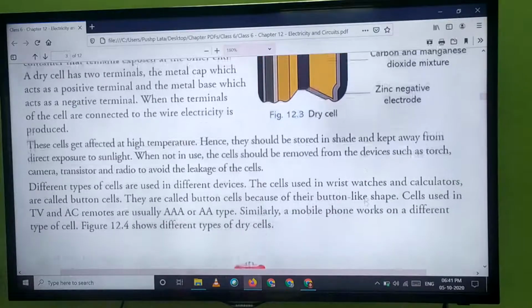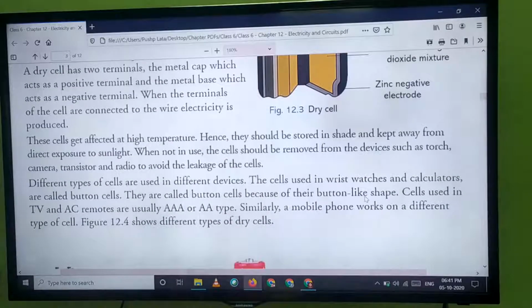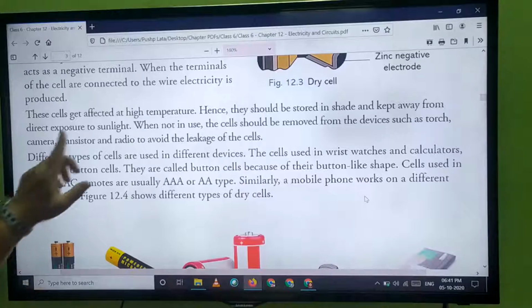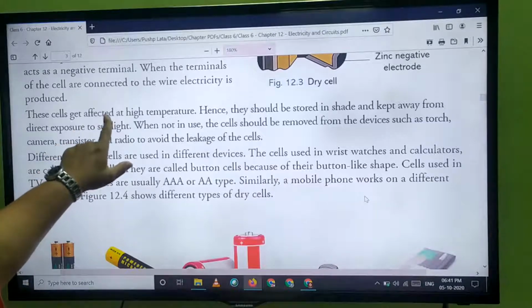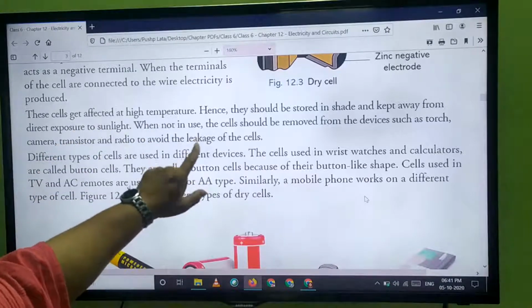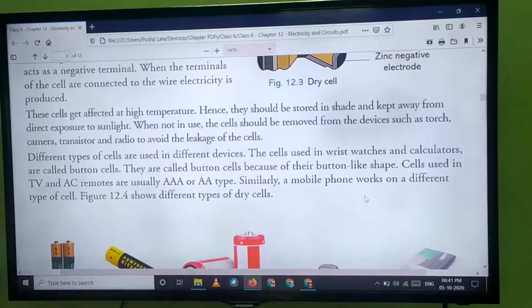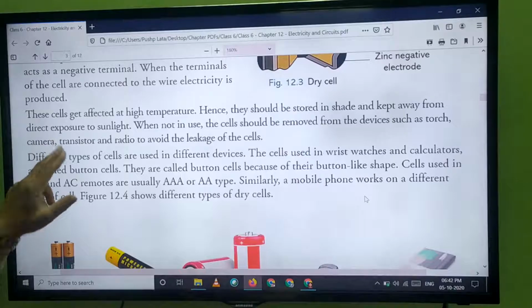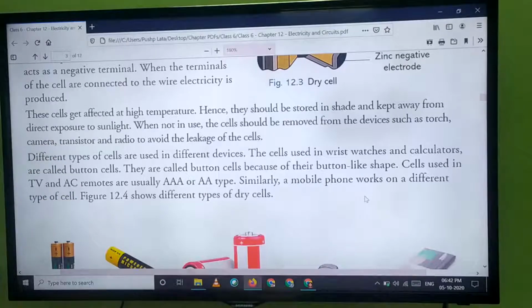Now let us see some more things regarding it. What are the things that we have to keep in mind while we use these dry cells? First, these cells can get affected at high temperature. So they should always be kept where? In shade, away from direct heat or sunlight.